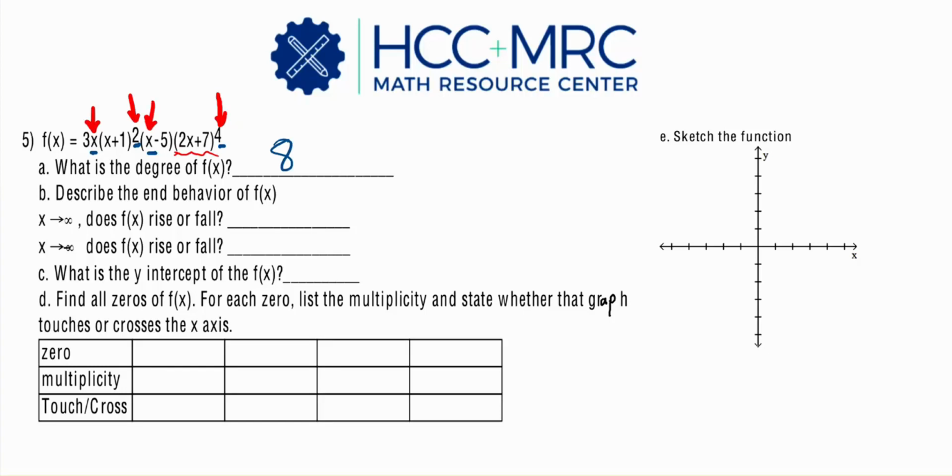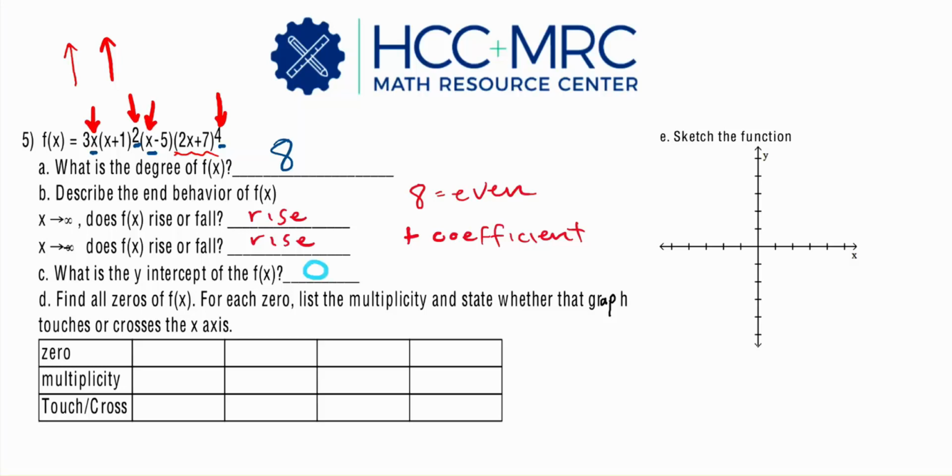Describe the end behavior of f of x. Now we know normally when we have an even function that the end behavior is going to be going in the same direction, and if it's a positive leading coefficient, that means that we're going to be going up. We do have a positive coefficient, and it's even, so we will be rising as we approach infinity and negative infinity.